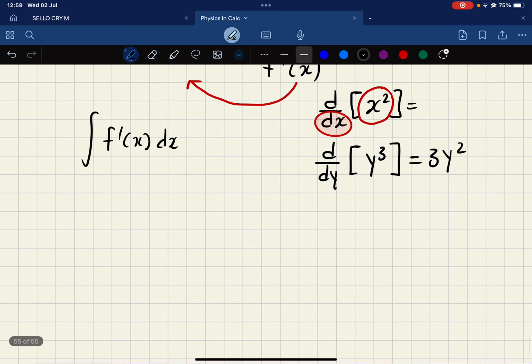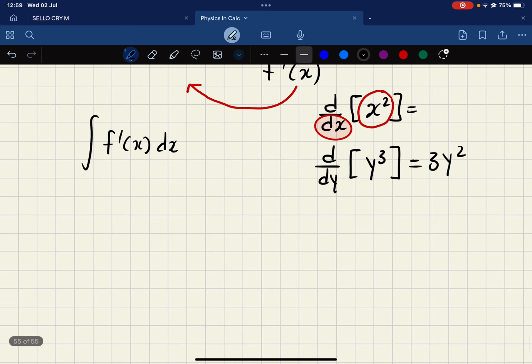But then, I think you get me. So here this dx tells us this function deals with x's. They derived with respect to x. Hence, in this function, they say f prime of x. So, the integral of f prime of x, remember the integral is the reverse of the derivative. Meaning the answer here is going to be f of x plus c.